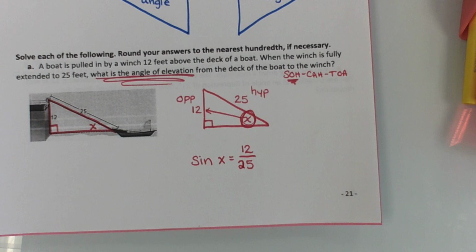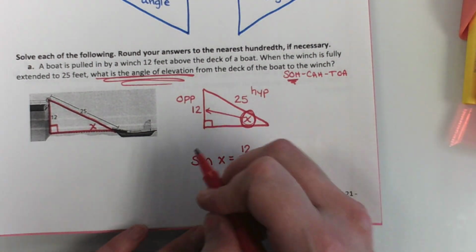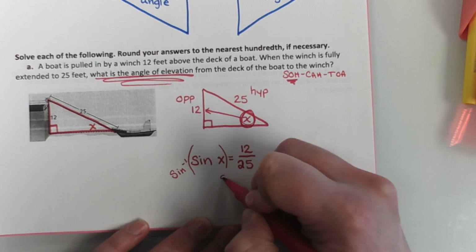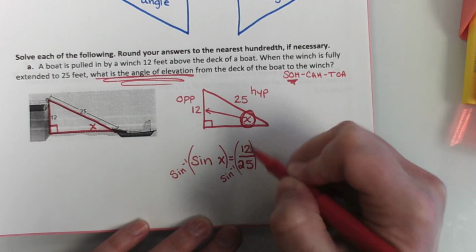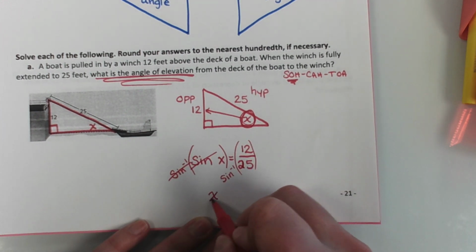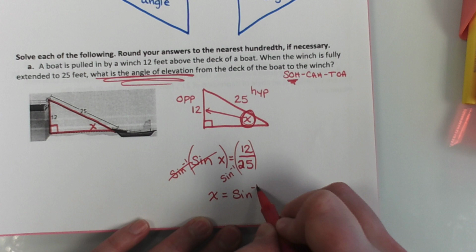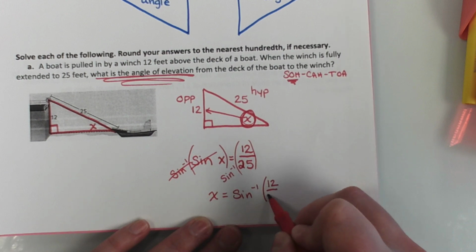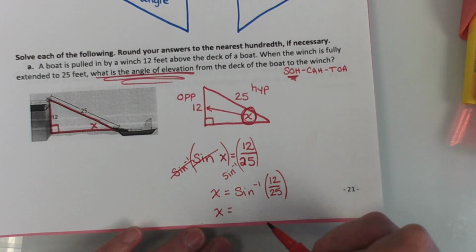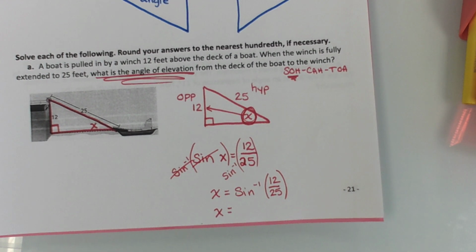How do I get at x? We're going to use the inverse of trig. Inverse of which trig ratio? Sine inverse. And the variables here, we use inverse trig. Both cancel out. I'm left with x equals sine inverse of 12/25. To figure that out, I type it into a calculator.